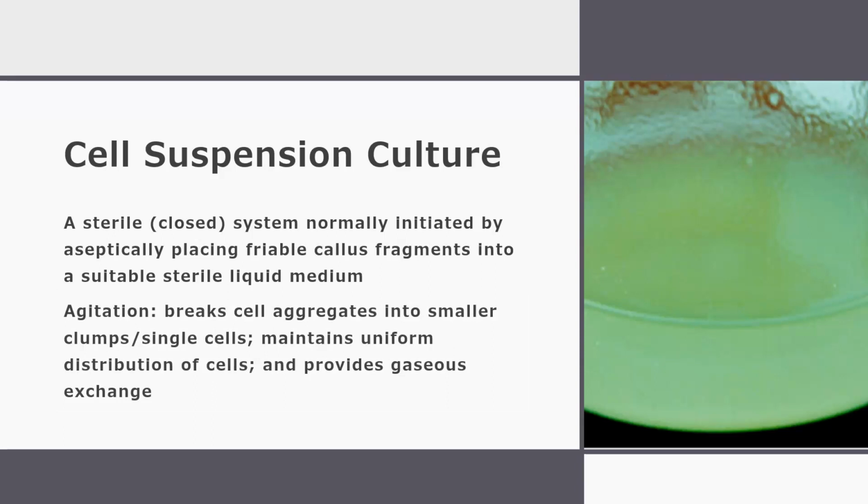Agitation of the medium serves at least 3 functions. First, it exerts a mild pressure on cell aggregates, breaking them into smaller clumps and single cells. Secondly, agitation maintains uniform distribution of cells and cell clumps in the medium. And lastly, movement of the medium also provides gaseous exchange between the culture medium and culture air.